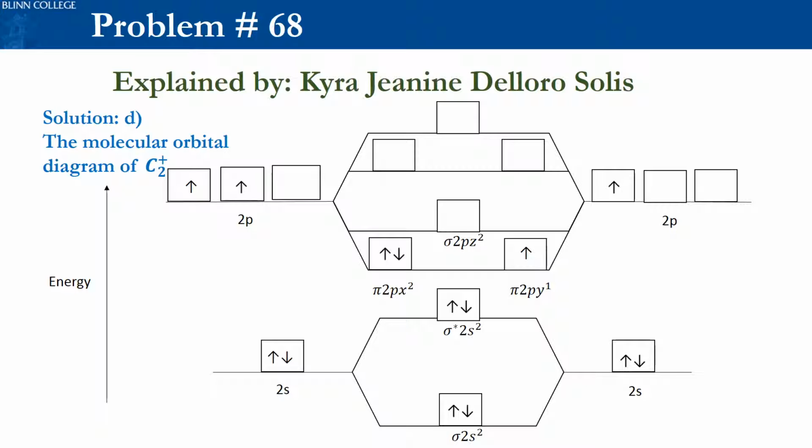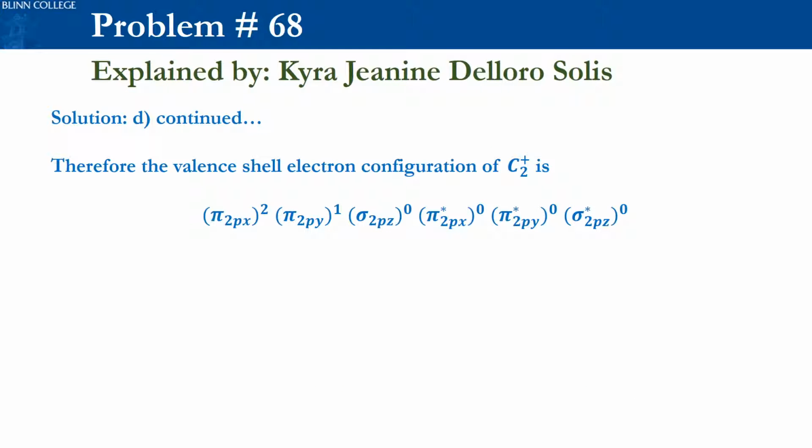The molecular orbital diagram of carbon ion is represented below. With the information provided by the molecular orbital diagram of the carbon ion, it can be determined that the valence shell electron configuration will be pi 2px squared, pi 2py to the first, sigma 2pz to the 0 power, pi star 2px to the 0 power, pi star 2py to the 0 power, sigma star 2pz to the 0 power.